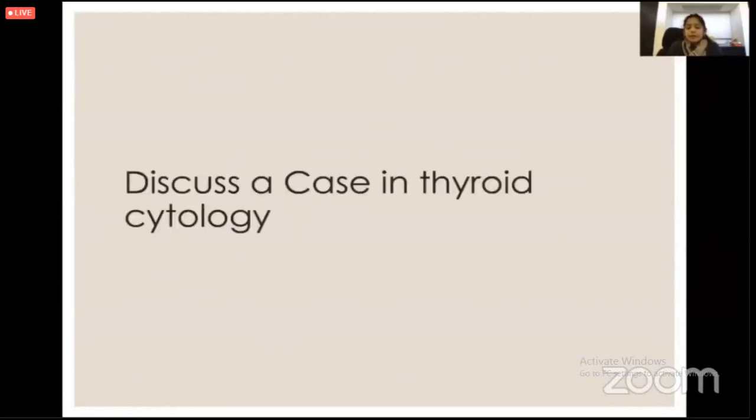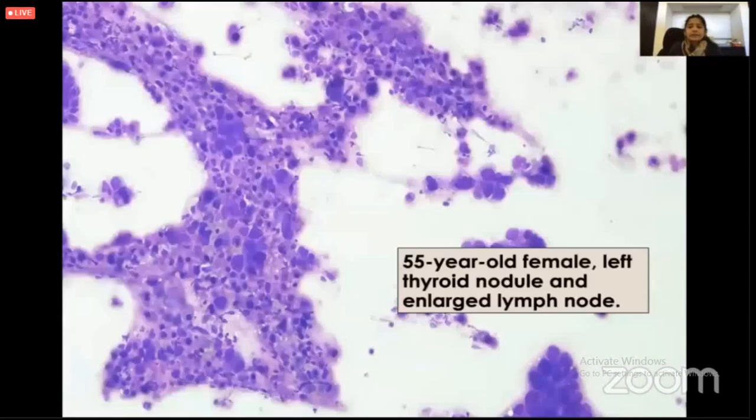So that stops more with the thyroid, my approach, and how I do it in my daily practice. I could have put just the usual thyroid, but I thought I'll put some odd one and discuss this case in thyroid cytology. So the case starts as a 55-year-old female, left thyroid nodule and enlarged lymph node. This was the history provided to me, and it was worrying to the clinician.